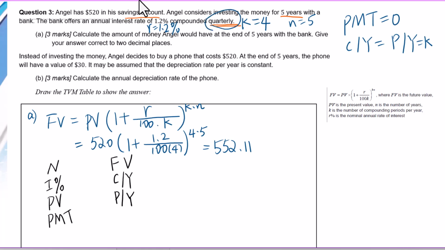Now, I will show you how to use the equation solver to solve this question. K quarterly is 4. So we get 4, 4. And capital N equals N times K. N is 5. So 5 times 4 equals 20. Interest rate is 1.2%. Present value is negative 520. PMT is 0. Future value is something we are looking for.